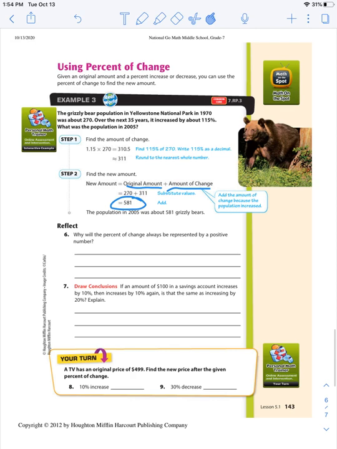All right, try numbers 8 and 9 on your own, and then play the video to see if you got it right. So go ahead and pause it, and then play it back.